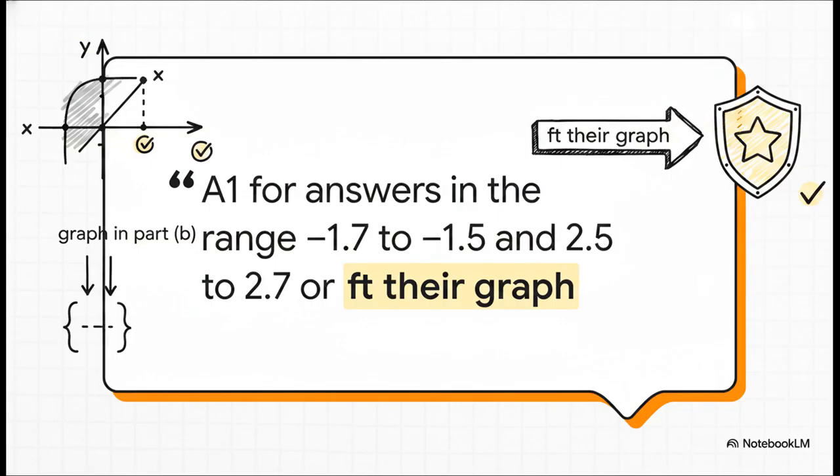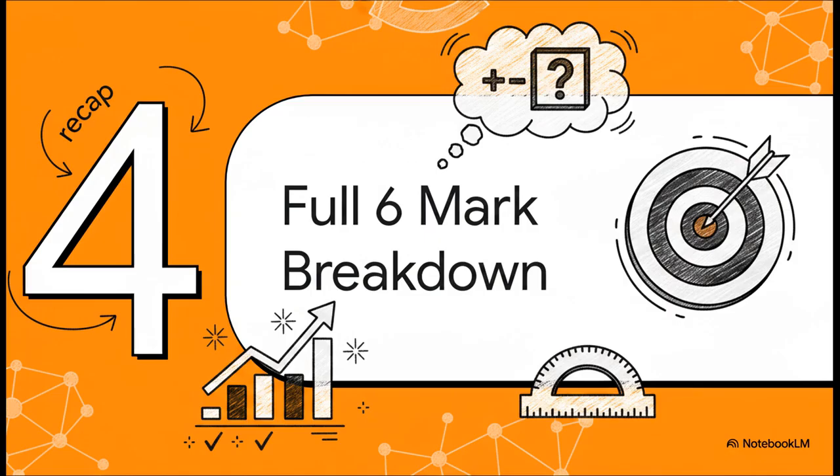FT, their graph. FT stands for follow-through. And this is a fantastic safety net. It means that even if your curve from part B was a tiny bit off, as long as you use your graph correctly here, by drawing the line y equals 4 and reading your values, you can still get this final mark. So there you have it. We've completely dissected this question and hunted down all 6 marks using the official mark scheme.